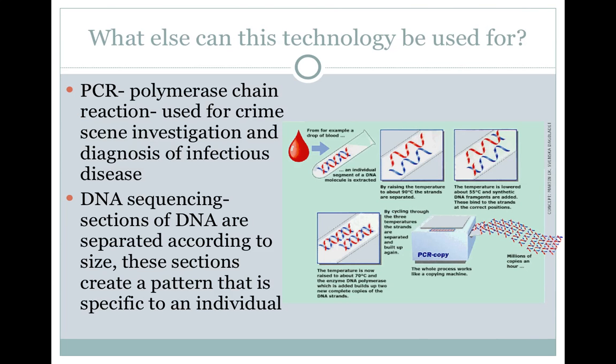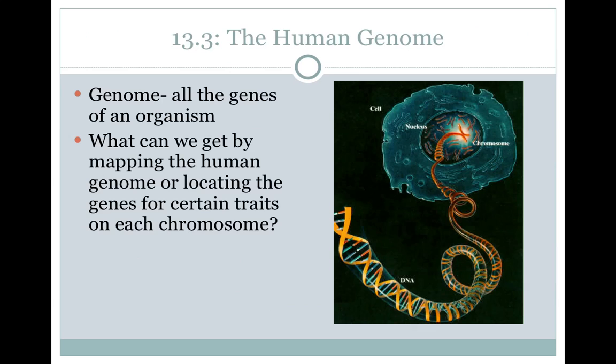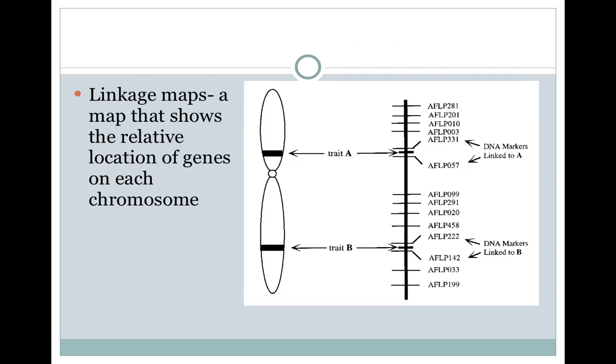What else is this technology used for? It can be used in forensics, for crime scenes, or to diagnose infectious diseases. DNA fragments are sections of DNA that we use to find a specific pattern, and these patterns are unique to individuals. A genome is all of the genes of an organism, and that is one of our vocabulary terms. The human genome is really important because we can find exactly where genes for certain traits are on chromosomes, and then we can use that information later.